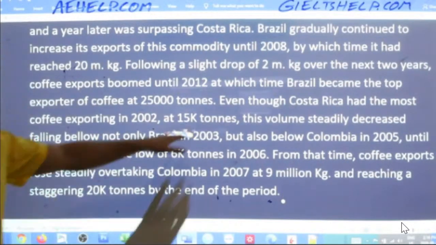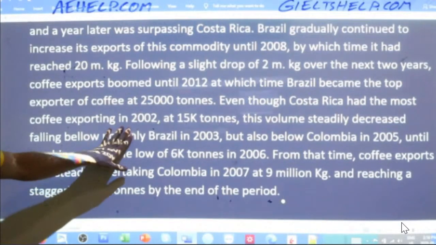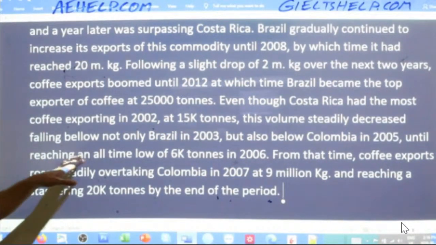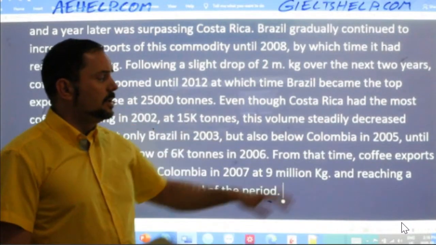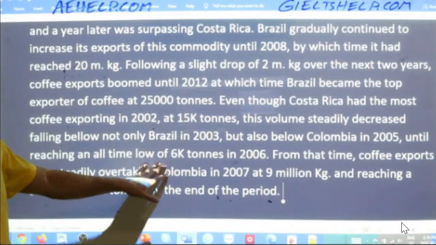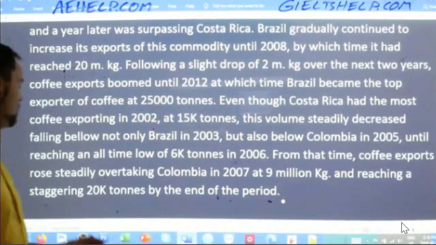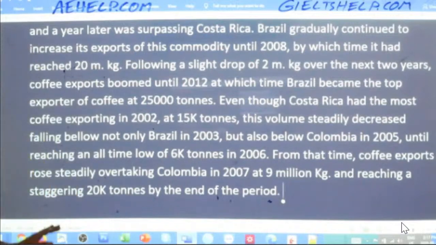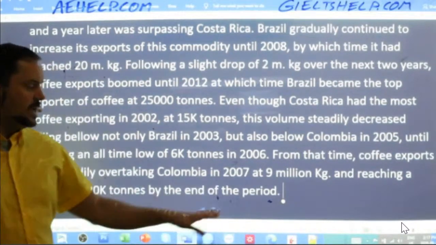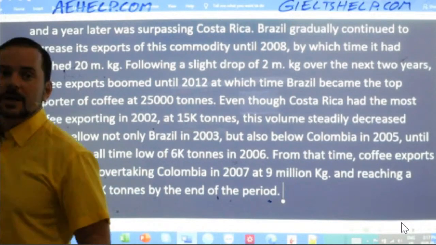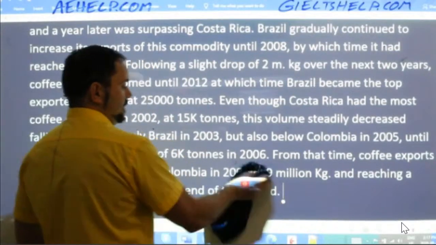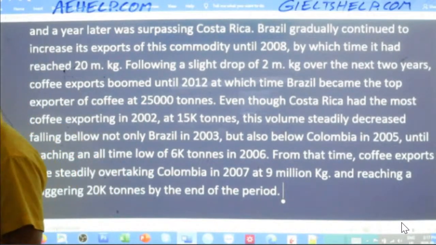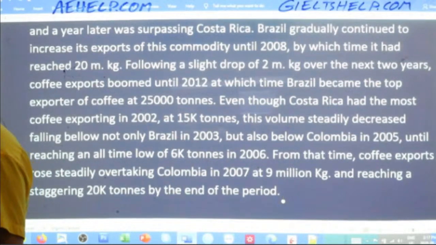So even though Costa Rica had the most coffee exporting in 2002 at 15,000 tons, this volume steadily decreased, falling below not only Brazil in 2003, but also below Colombia in 2005 until reaching an all-time low of 6,000 tons in 2006. From that time, coffee exports rose steadily, overtaking Colombia in 2007 at 9 million kilograms and reaching a staggering 20,000 tons by the end of the period. All right, so that's your clear and concise interpretation of that. Okay, and again, if I'm doing this at home, I'm reviewing and fixing.